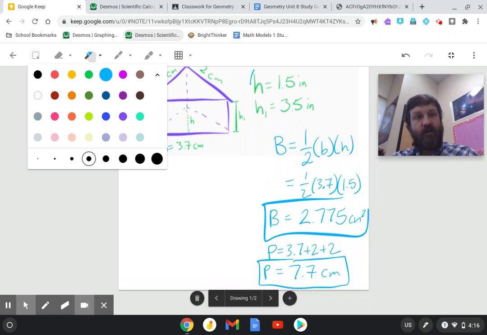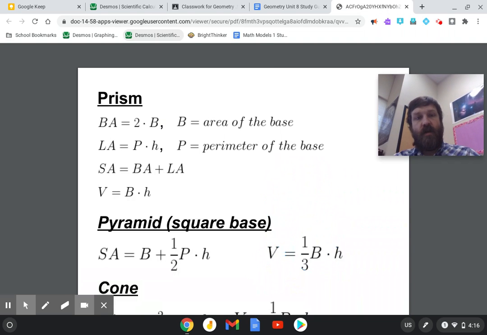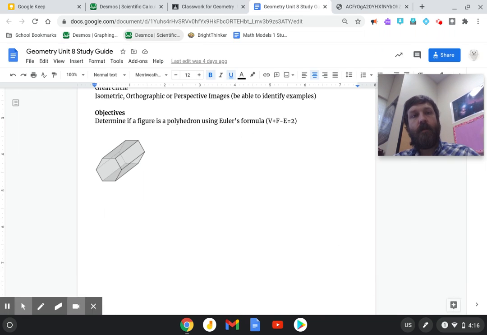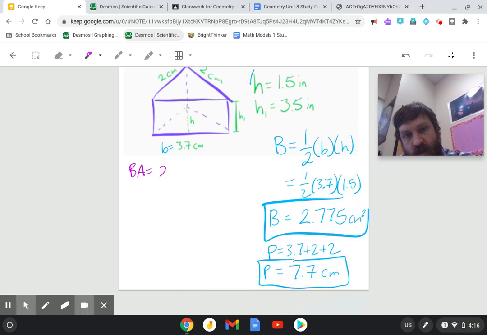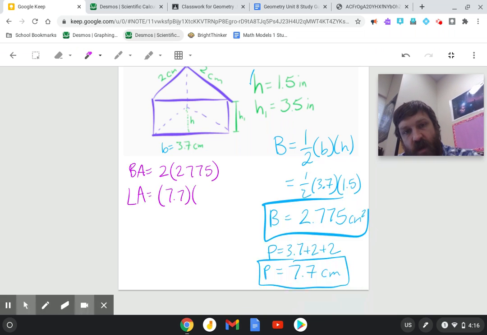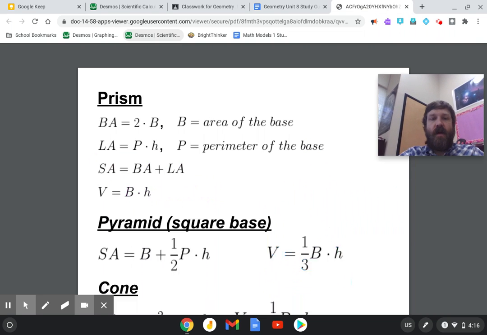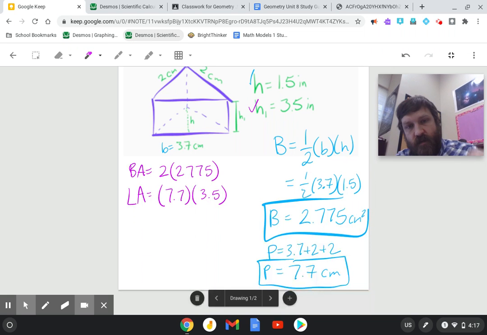So there are two bases, which is why the formula for the prism base area is 2 times b. So for the base area, we're going to do 2 times 2.775. And then for the lateral area, we're going to do the perimeter, 7.7, times the height, h1 in this case, 3.5. So again, I'm using the formulas you see here, and I'll go ahead and plug everything in. So let's look at what we get.